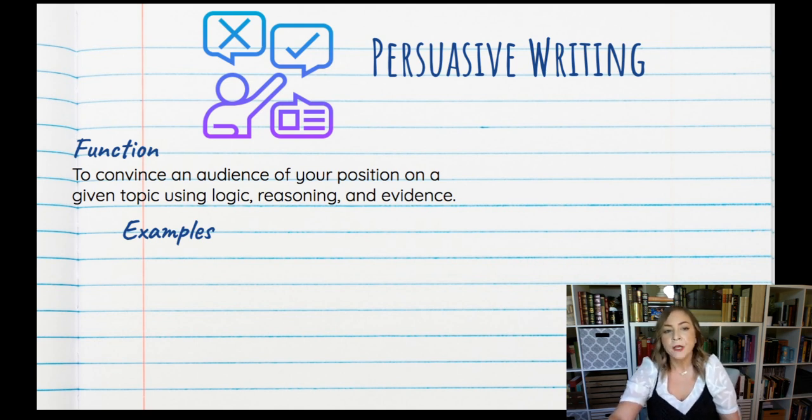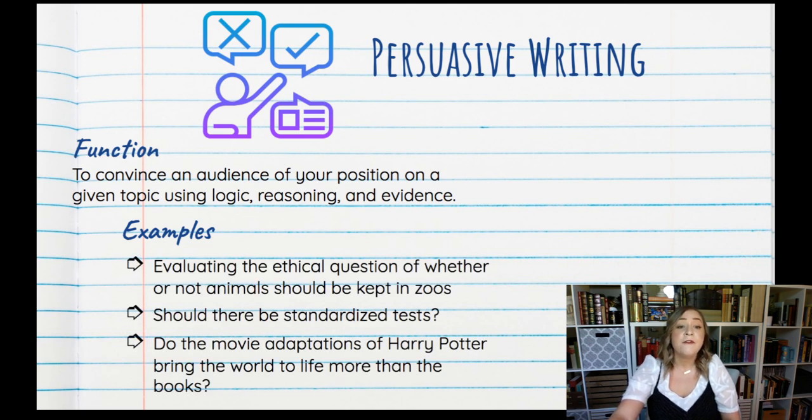All right, so examples of this, guys: evaluating the ethical question of whether or not animals should be kept in zoos. The thesis or topic sentence of this persuasive writing would clearly state your opinion, right? It doesn't necessarily have to say I believe, but they often will, right, that animals should or should not be kept in zoos, and then you're going to talk about the reasons, maybe economic, maybe societal and cultural reasons that are present in society.